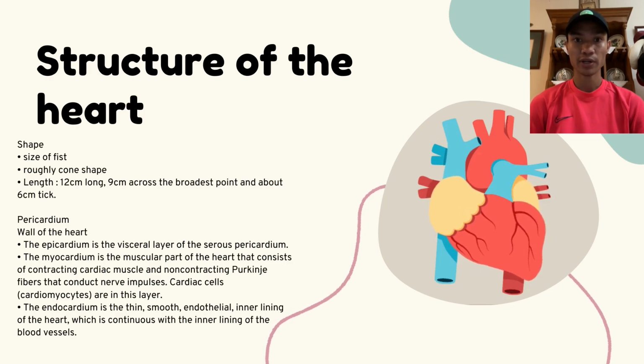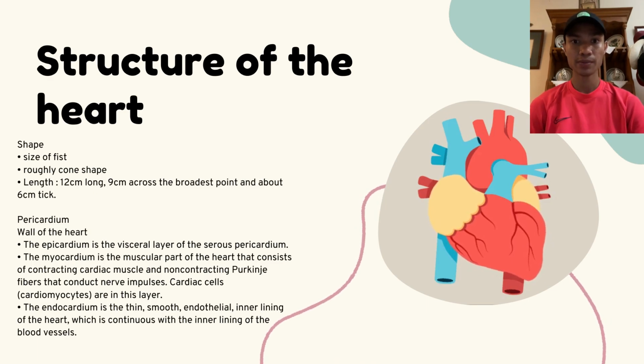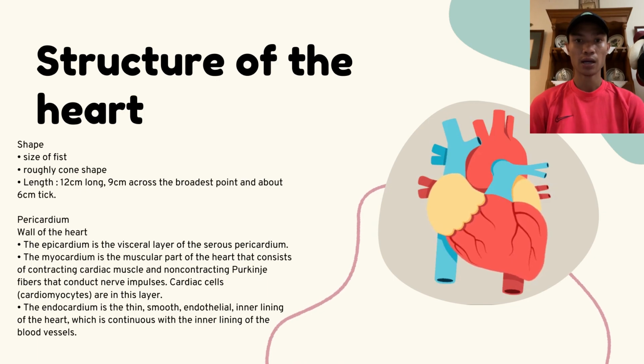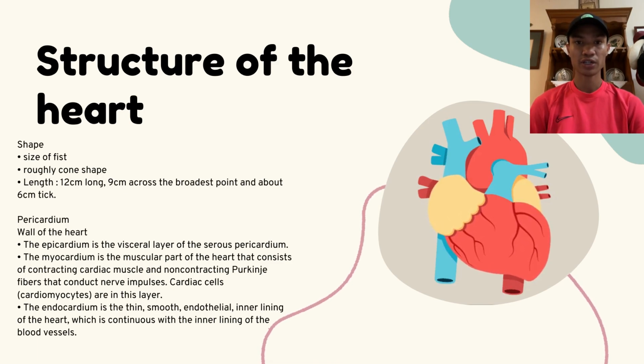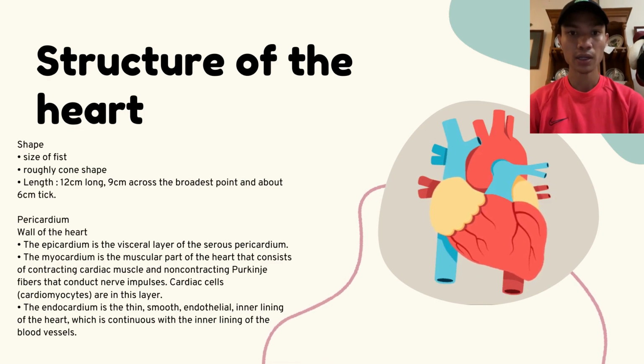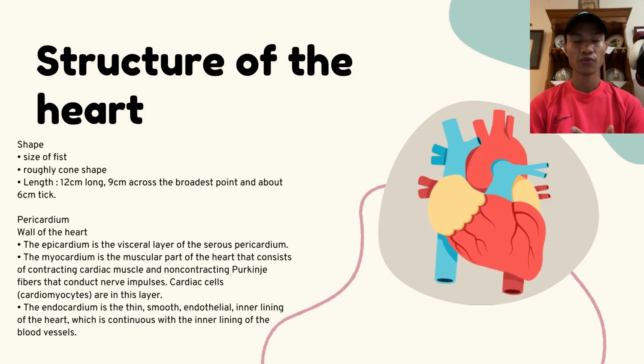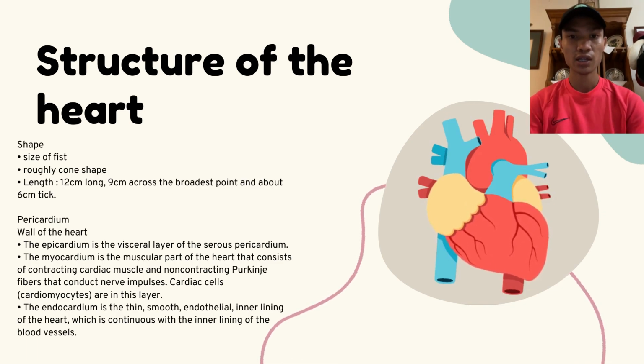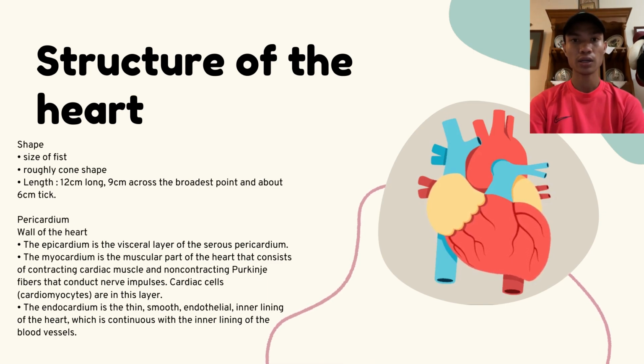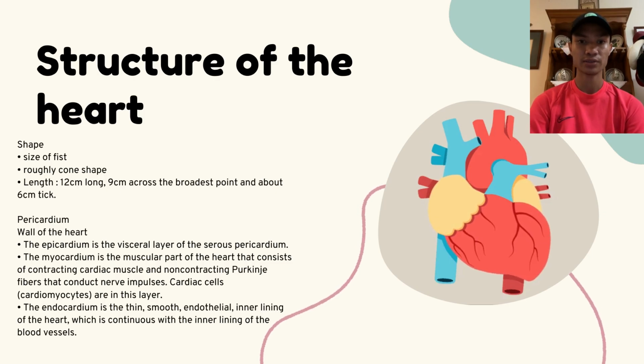The next one is the pericardium, which is the wall of the heart. The epicardium is the visceral layer of the serous pericardium. The myocardium is the muscular part of the heart that consists of contracting cardiac muscle and non-contracting Purkinje fibers that conduct nerve impulses to cardiac cells. Cardiomyocytes are in this layer. The endocardium is the thin, smooth endothelial inner lining of the heart, which is continuous with the inner lining of the blood vessels.